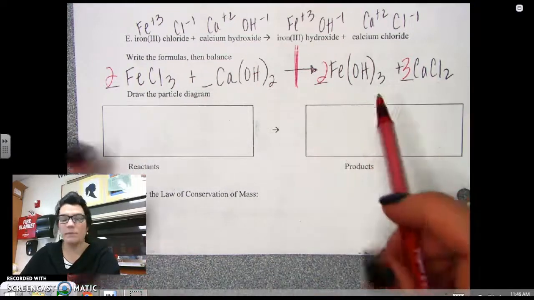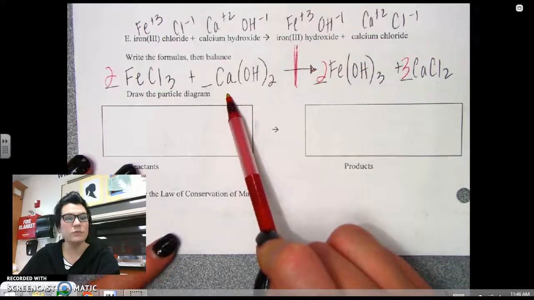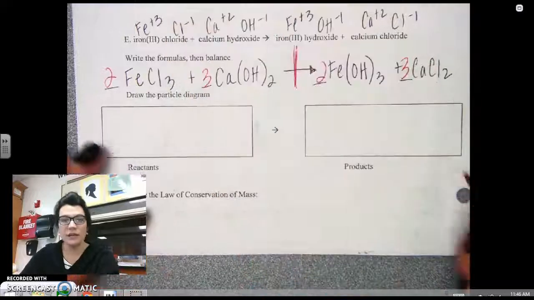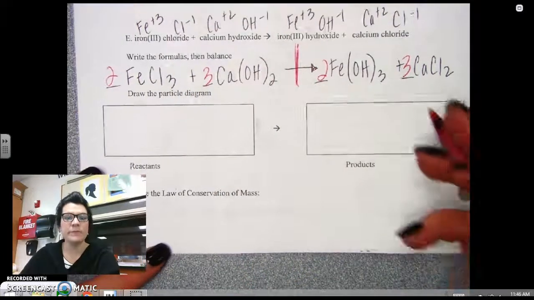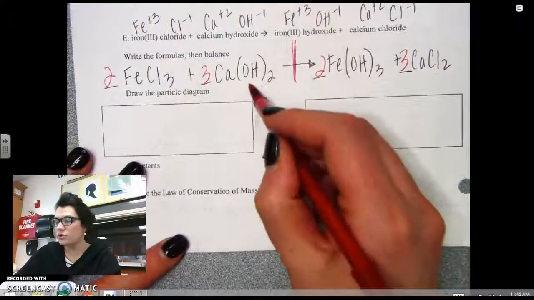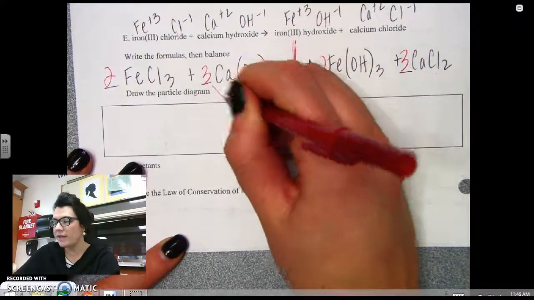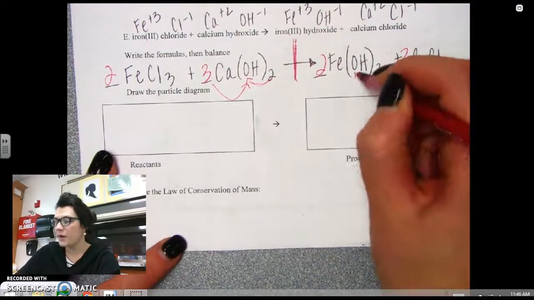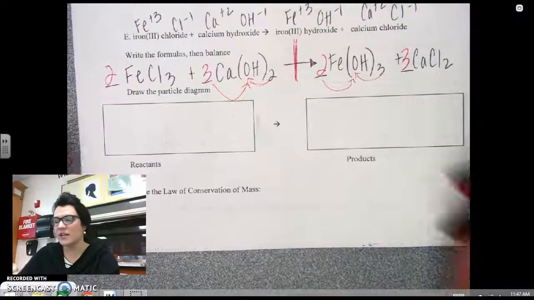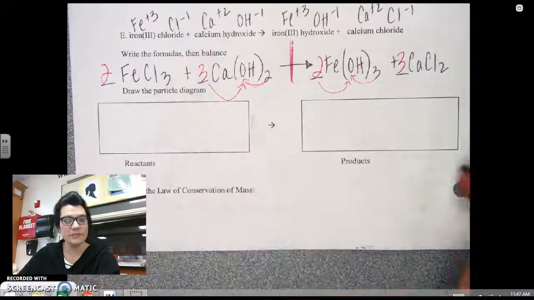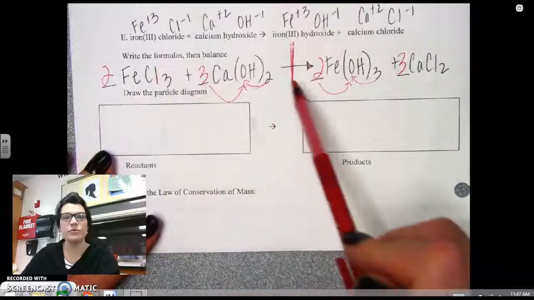Let's look at calcium. How many calciums here? 1. How many calciums here? 3. So I need to put a 3 here. And now oxygen and hydrogen are last. So I'm going to do 2 times 1 is 2, but then I have this coefficient. So 6 oxygens, 3, 6 oxygens, and then hydrogen is going to be the same. So this substance balanced is 2, 3, 2, 3.